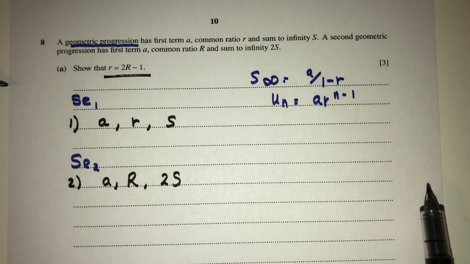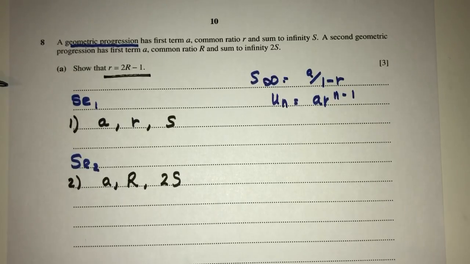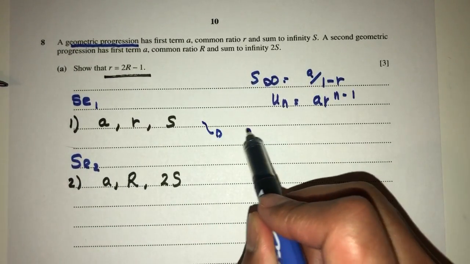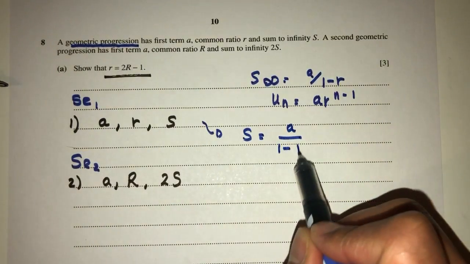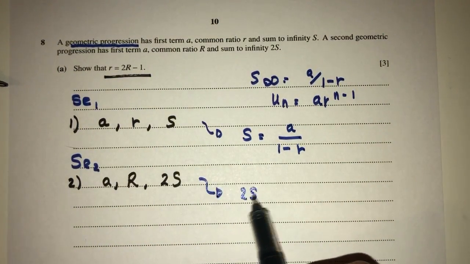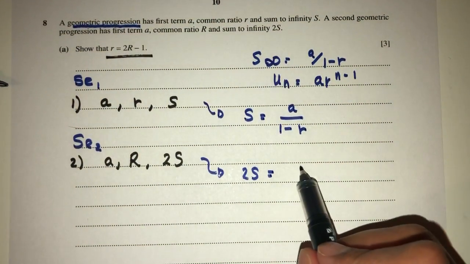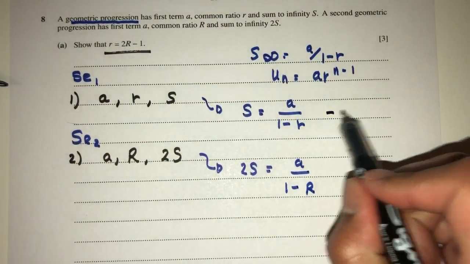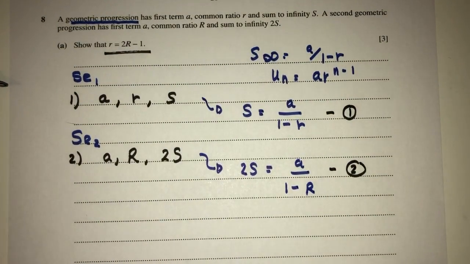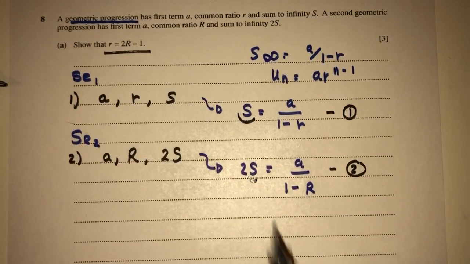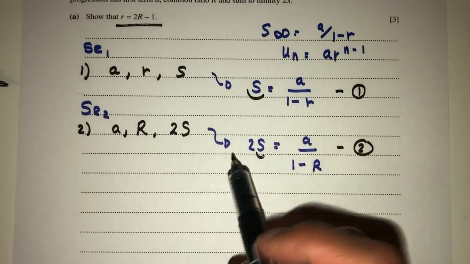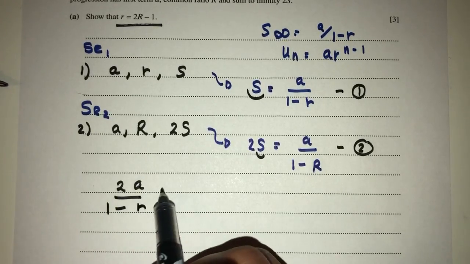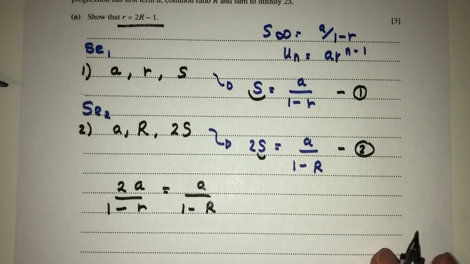So we have to use this information to show this. So how can we show this? Let's see what we can use. How would you express s here? For the first one, s will be a over 1 minus r. For this one, I know 2s, which is the sum to infinity, is simply a over 1 minus the big R. This is my equation number 1, equation number 2. Now I can replace this value right here, right? So you will have 2 times s, which here will be a over 1 minus r, is equal to a over 1 minus big R. Okay, so now we can do what?